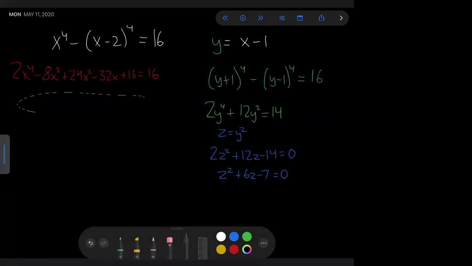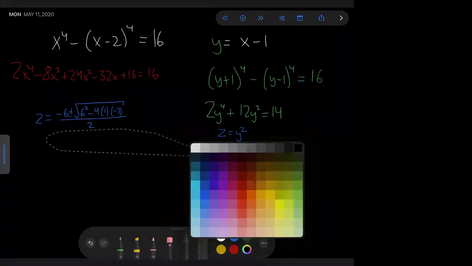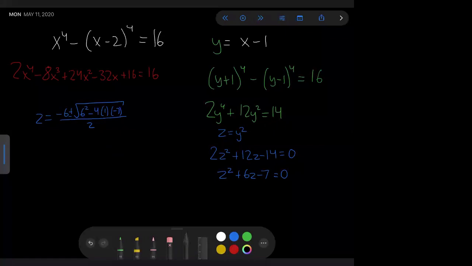Now if you go over here, we can use our quadratic formula. And this gives us the value of z is equal to 1 and negative 7.